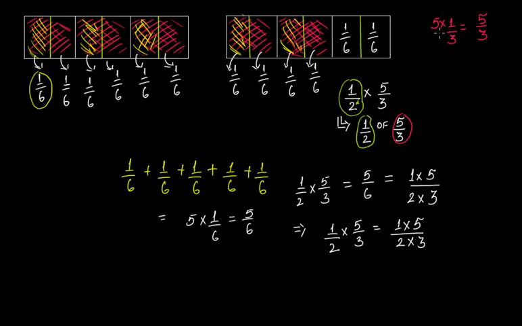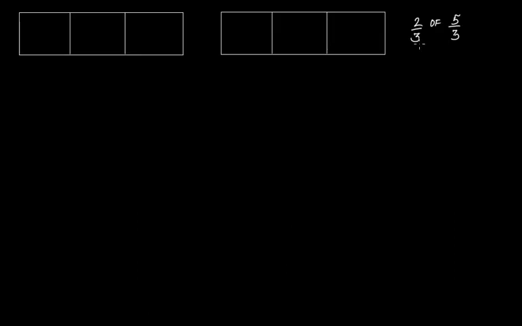Let's take one more example. Same wholes, 2 wholes, this is a separate whole, this is a separate whole, divided into 3 equal parts, and this time let's consider 2/3, that is a proper fraction, of 5/3. Same initial fraction, but now we have to take out some different portion. In the earlier case it was 1/2 of 5/3, in this case it is 2/3 of 5/3.